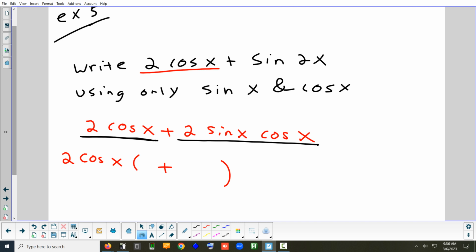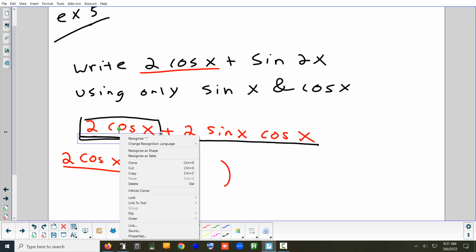Anyone think they know what would be right here? Yeah? Just sine x. So remember, you're focusing on this. So this times something has to give you that. Like if you distributed this back out, I want to know this times what would give me that. Yeah, 1. That would go there, because 2 cosine x times 1 would give me 2 cosine x.